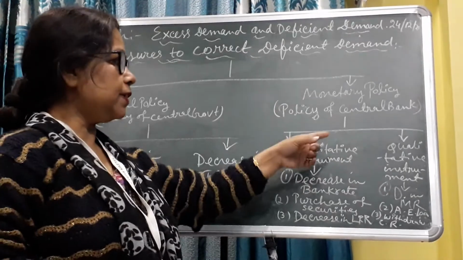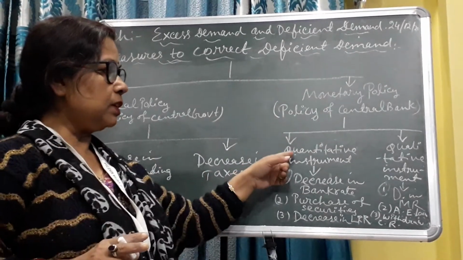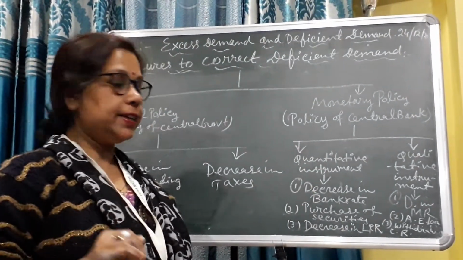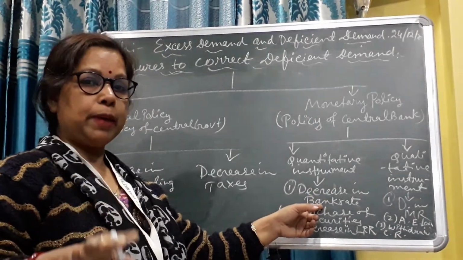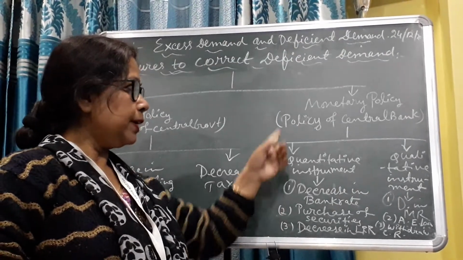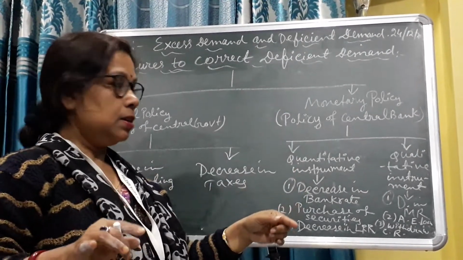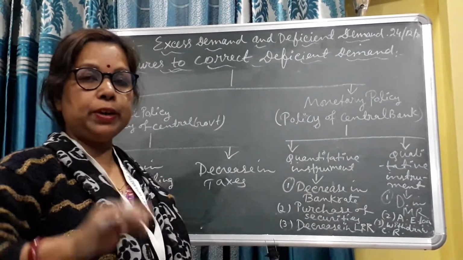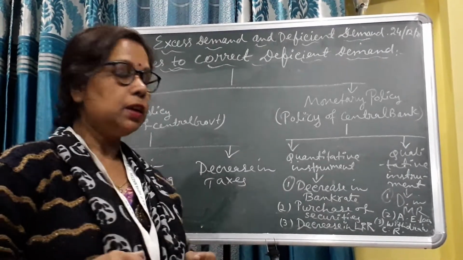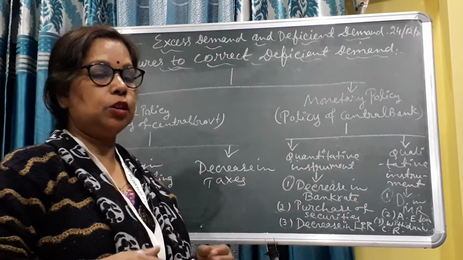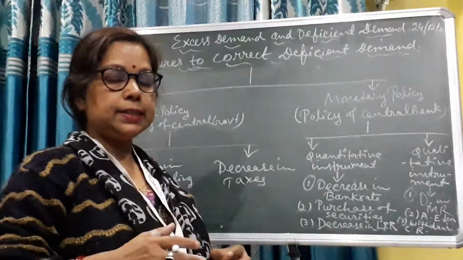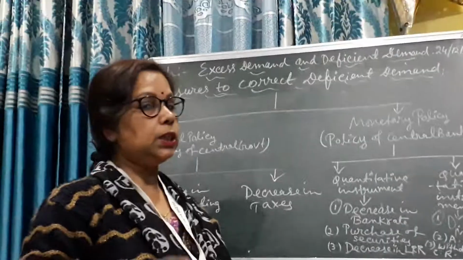Now next, monetary policy. Two instruments: quantitative and qualitative instruments. You know that in quantitative instruments, 3 points are written here: decrease in bank rate, open market operations, and LRR policy. In case of deficient demand, the central bank reduces the bank rate. When the bank rate reduces, the loanable money of the commercial banks increases. Automatically, commercial banks will give a huge amount of loans to the public. And when loans increase, the amount of money increases in the economy, and automatically aggregate demand increases.